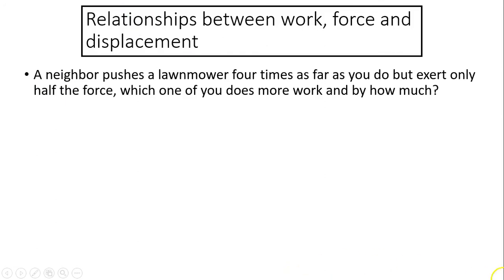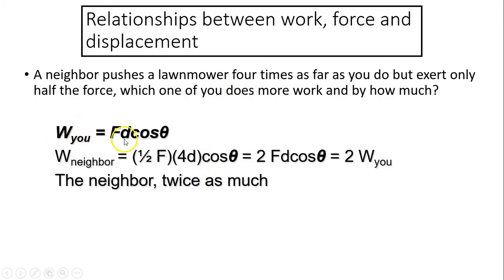Relationship between work, force and displacement. A neighbor pushes a lawnmower 4 times as far as you do, but exerts only half the force. Which one of you does more work, and by how much? Let's take a look. Work done by you is F d cosine theta. Work done by your neighbor: the neighbor uses half the force, but has 4 times the displacement and uses the same angle. So 1/2 times 4 is 2. That becomes 2 times F times d times cosine theta. F d cosine theta is the work done by you. So your neighbor did twice as much work as you did.